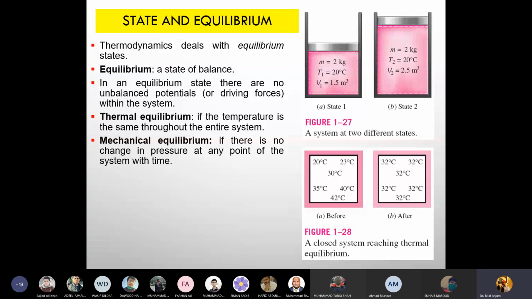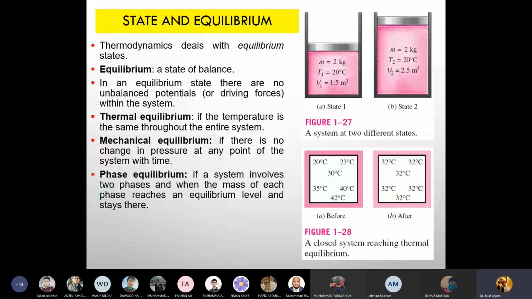But as soon as I switch on the AC, the airspace which is just in the vicinity of the AC would have different temperature as compared to the corners of the room. So my system for the moment would not be in the thermal equilibrium. Let's say after half an hour, when all of the room achieves the same temperature, my system comes into thermal equilibrium. Clear?